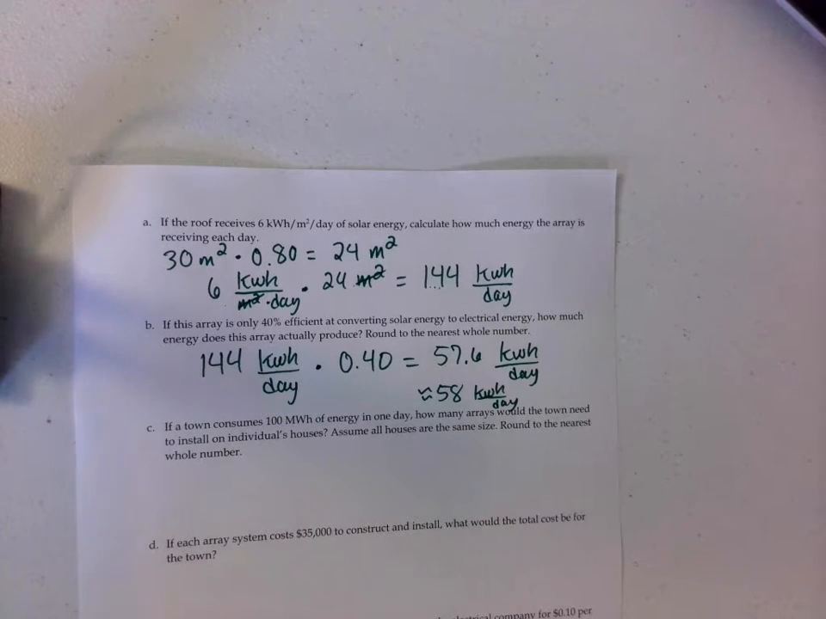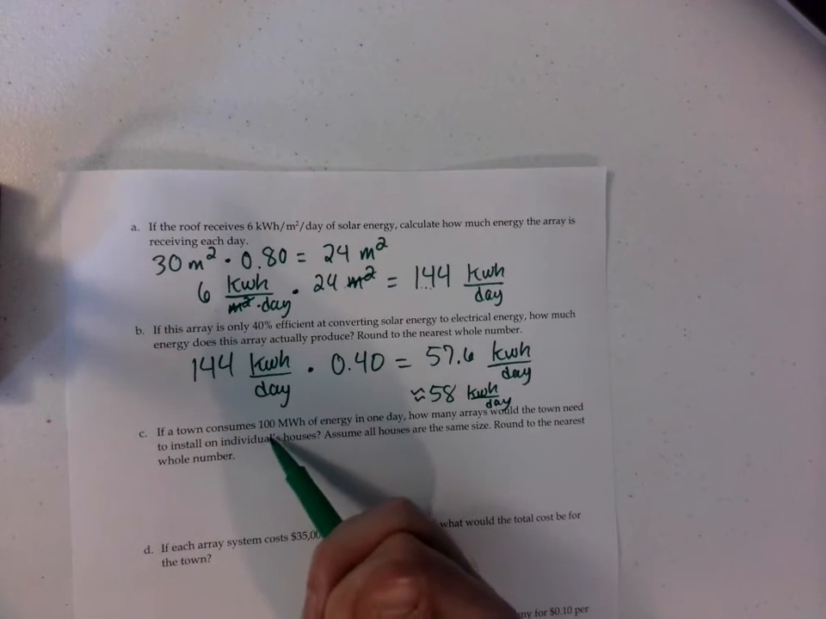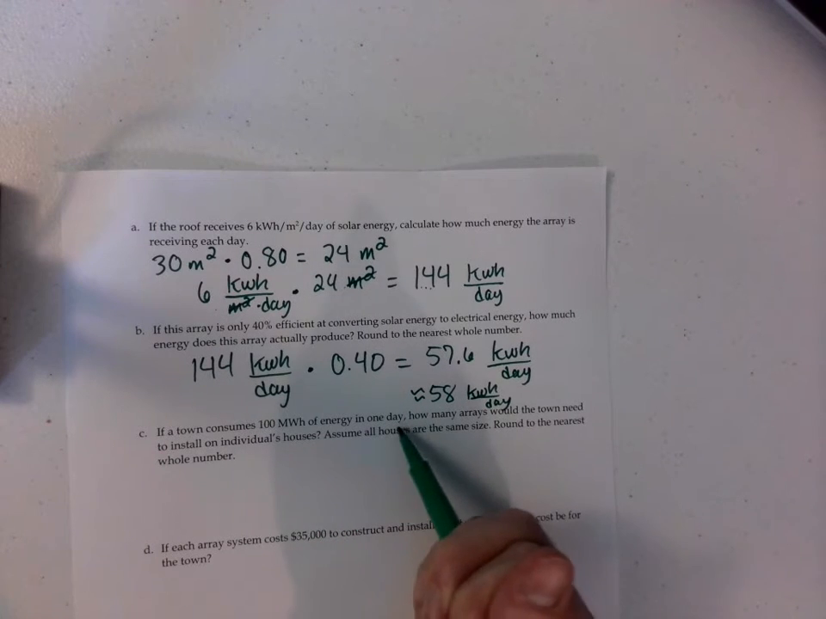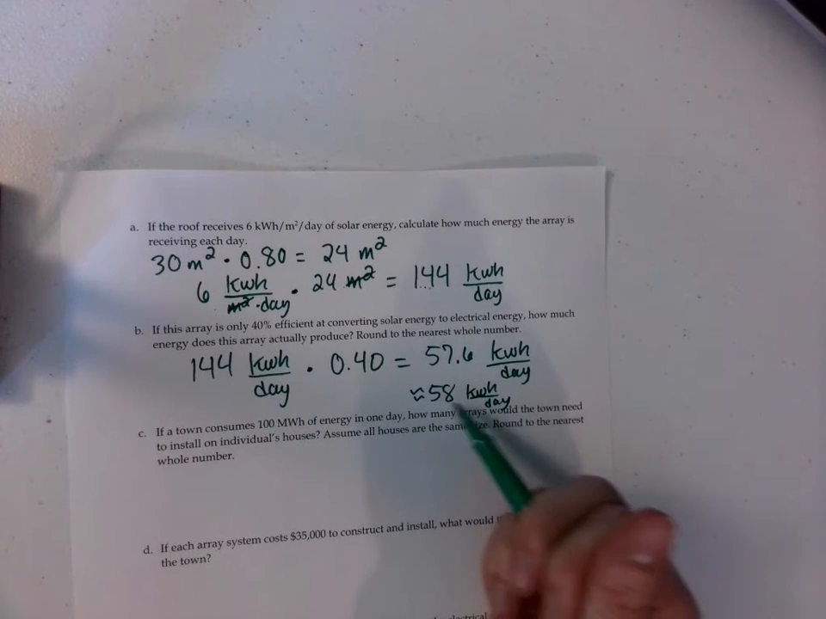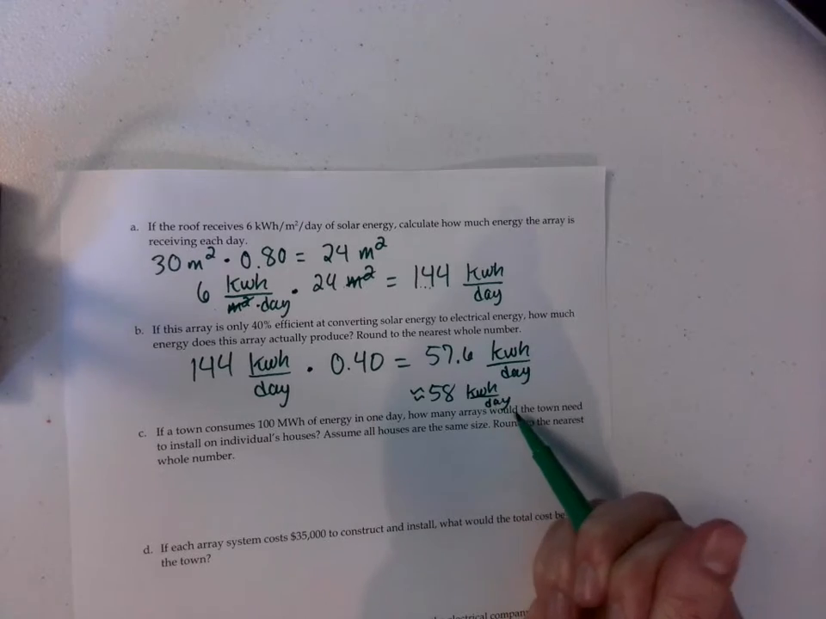Alright, if a town consumes 100 megawatt hours of energy in one day, how many arrays would the town need to install on individuals' houses? Assume all houses are the same size and round to the nearest whole number. Alright, so the first thing that I see is that the town uses this many megawatt hours in one day, and the array can produce this many kilowatt hours per day.